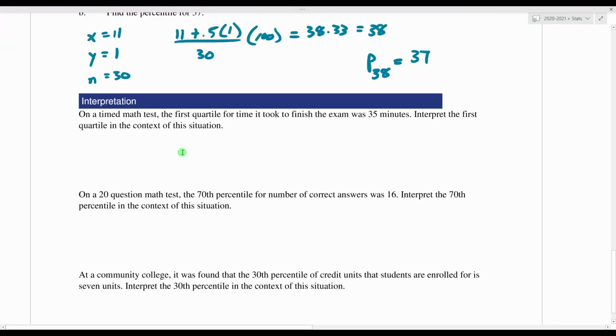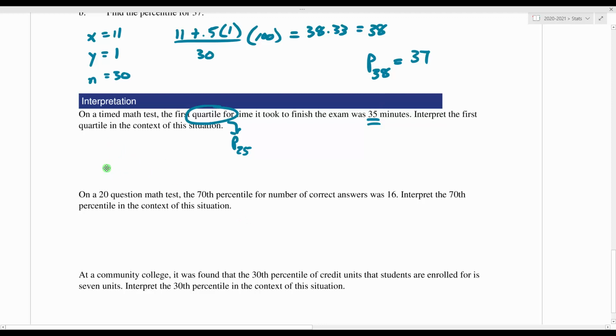All right, so it says on a timed math test, the first quartile. And that's kind of important. They're using some words here, right? Quartile is the same thing as the 25th percentile. So remember that equivalency. We talked about that when we did the 5-number summary. And I said the first quartile for the time it took to finish the exam was 35 minutes. So what does that mean if I want to interpret that?